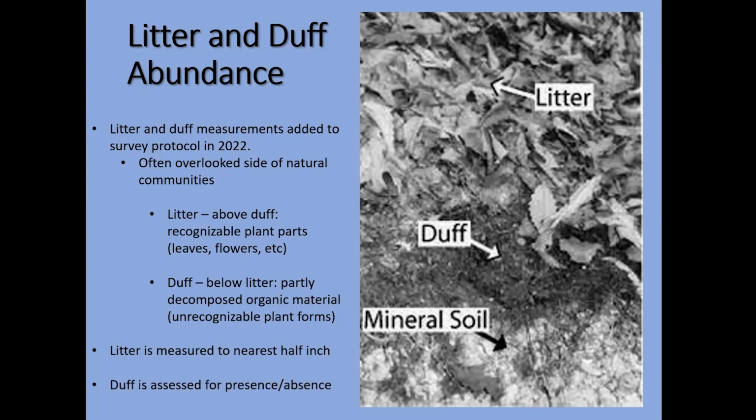So litter is going to be things, I don't know if you can see my mouse, like parts of leaves, but they're still going to be recognizable. So you can still recognize them as leaves, right? Or they may be parts of flowers that you can still recognize as flowers. Duff is going to be below the litter, and these are partly decomposed organic matter that you can no longer tell. We know that they're pieces of leaves, but we can't tell what kind of leaves or that they were leaves at all. So they're unrecognizable plant forms.